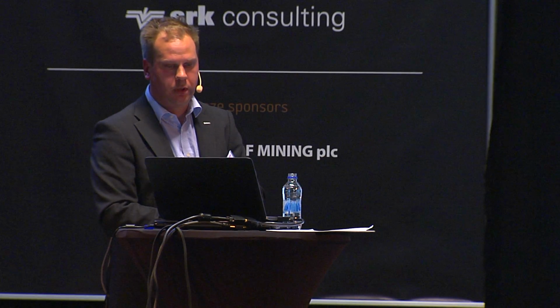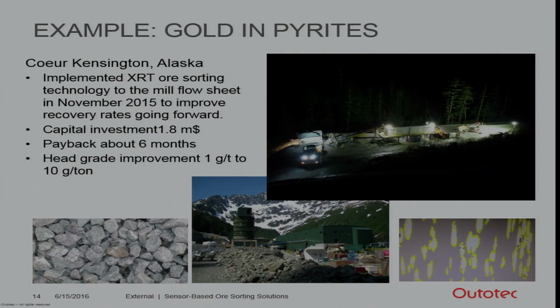I have one example over here, and this is a gold solution that is actually a semi-mobile one. There is only one sorter, placed on a sea container, and this is a gold in pyrites case from Alaska. This sorter was placed in operation last November, and basically there was a head grade of about 1 gram per ton in this waste pile that was retreated. And the capital investment of this setup was about $1.8 million.